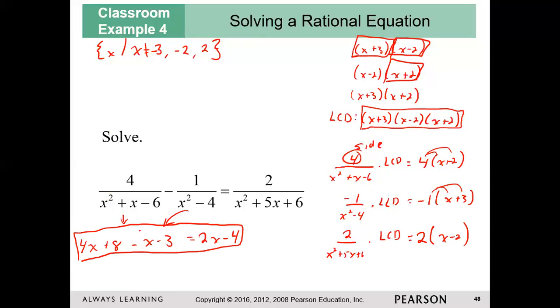So 4x minus x is going to be 3x. Subtract 2x to both sides, you're left with just x. And 8 minus 3 is 5. And then you subtract 5 to both sides, you get negative 9, because you have a negative 4 here already. So negative 4 minus 5 is going to be negative 9. And that looks like it's a valid solution because it is not on my list up here. So this is good to go. Okay.